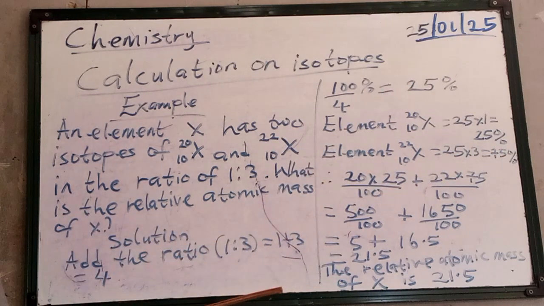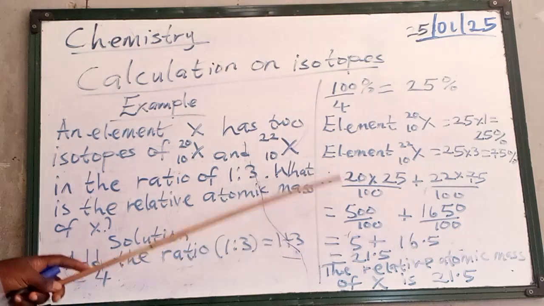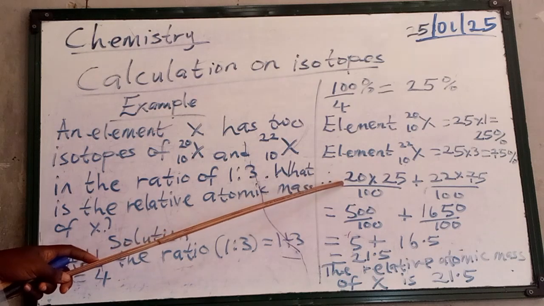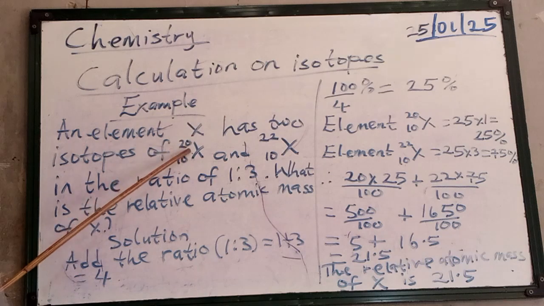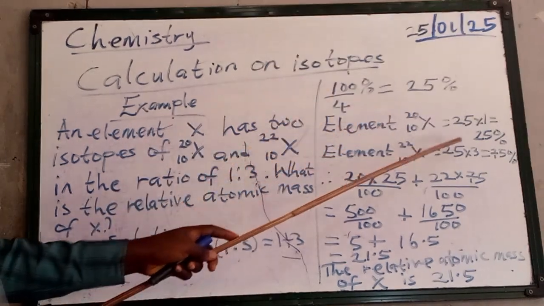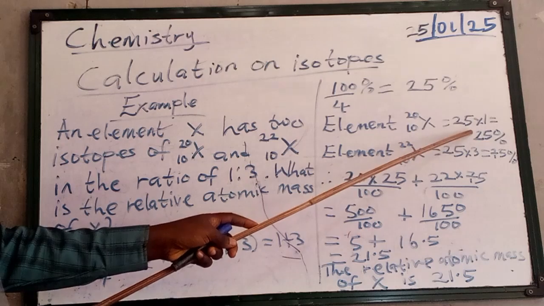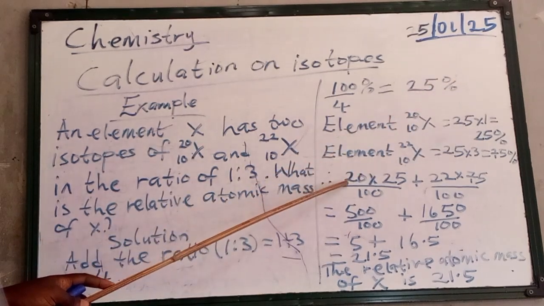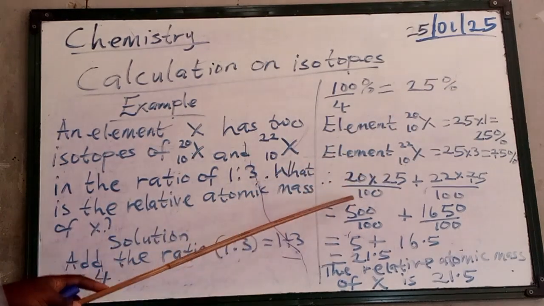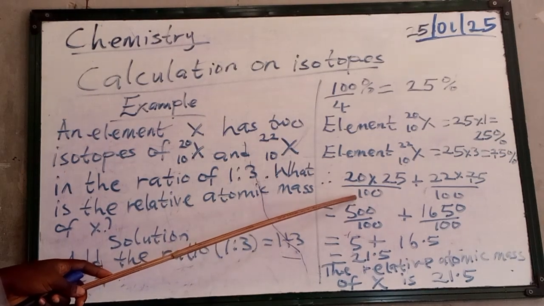After getting that, you are going to bring this into play, which is going to be this 20, which is its mass number. Then you multiply it by what? Its percentage of occurrence, which is 25%. That's going to be 20 times 25 all over the main percentage, which is 100.